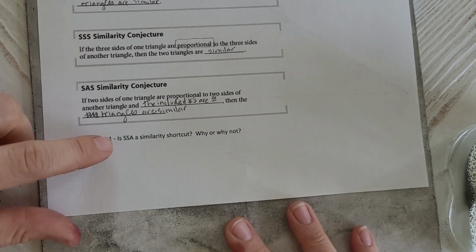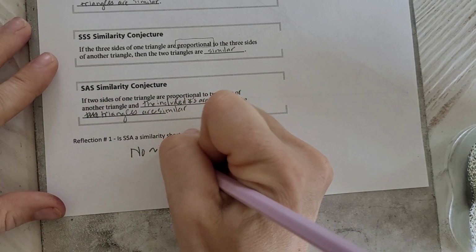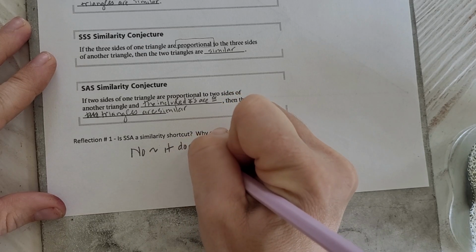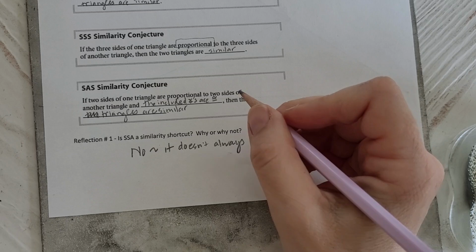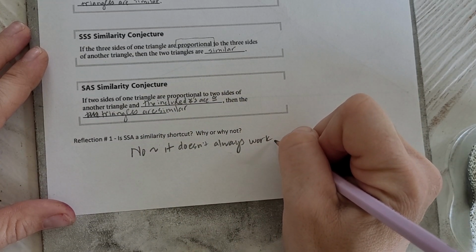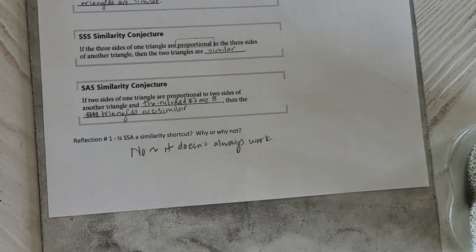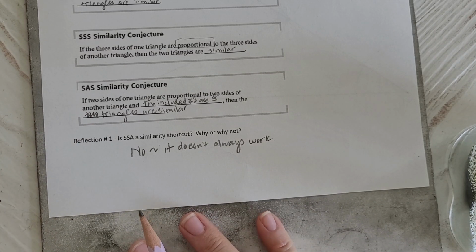Is side, side angle a similarity shortcut? No, and it's the same reason it's not a congruent shortcut. It doesn't work all the time. This was because depending on how that non-included angle was created, there were two options for that segment to occur at that same length. And that would be true of similarity. Like the segments aren't going to be the same length. They'll be proportional, but no, it will not produce similarity all the time.